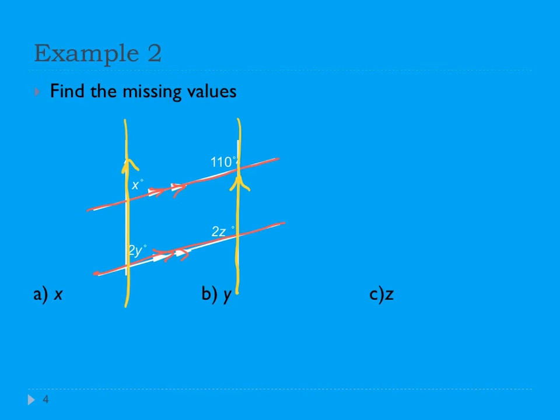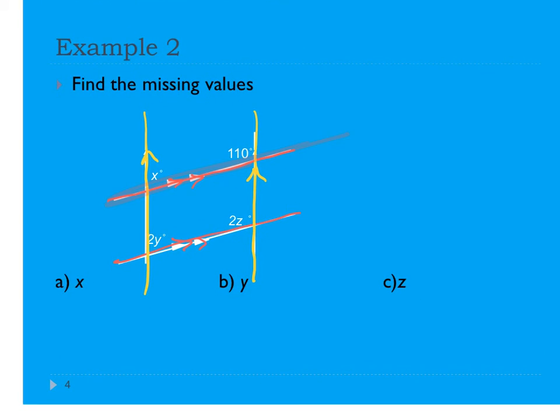Let's find x first. If you notice, if you use the yellow parallel lines, and then you use this as a transversal, x and 110 are same side interior, so these would be supplements. So to find the value of x, I'm going to do 180 minus 110, and the value of x, in this case the whole degree, is 70 degrees.